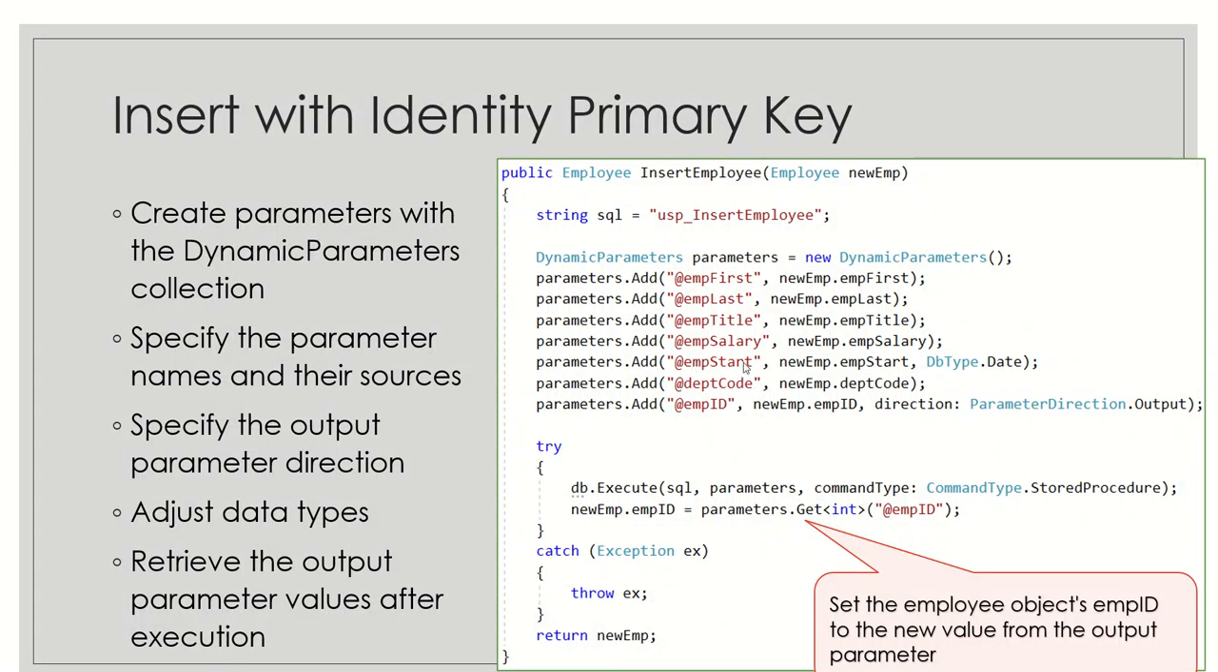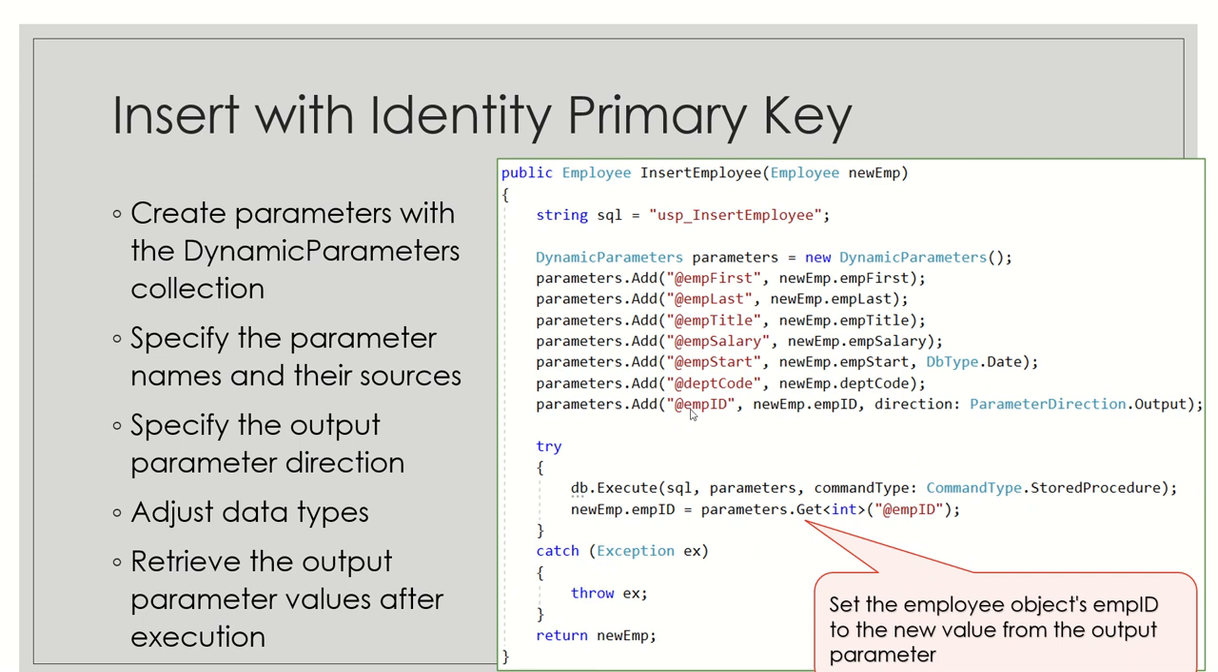Also with our emp start, we provide the start value, but we can add a third parameter indicating the type that we want to pass to the database. So DB type is a collection of types that refer to types that are found in SQL Server databases.